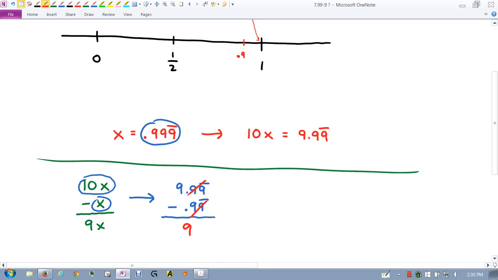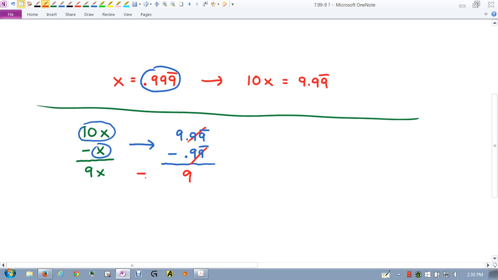Do you agree? So you mean to tell me 2 things. 10X take away X is 9X, right? And if I actually do the computation with the numbers, it equals 9. So you're telling me that 9X equals 9. These two have to be equal. Solve this equation, get X by itself. X is equal to 1. What is this saying? This is saying that 0.9999 forever is not the number right next to 1. It actually is 1.